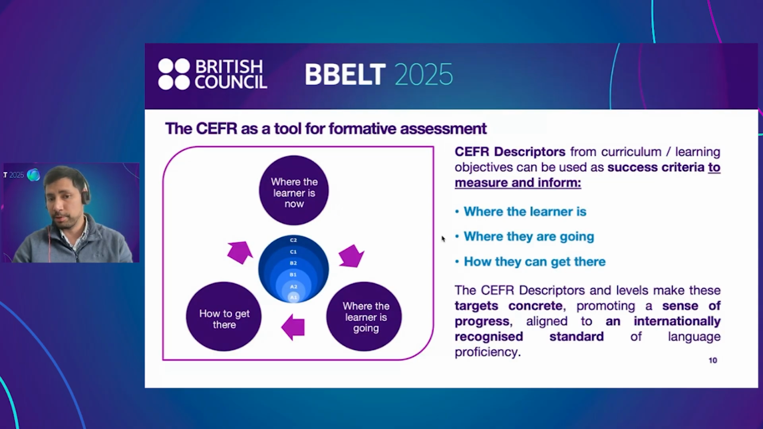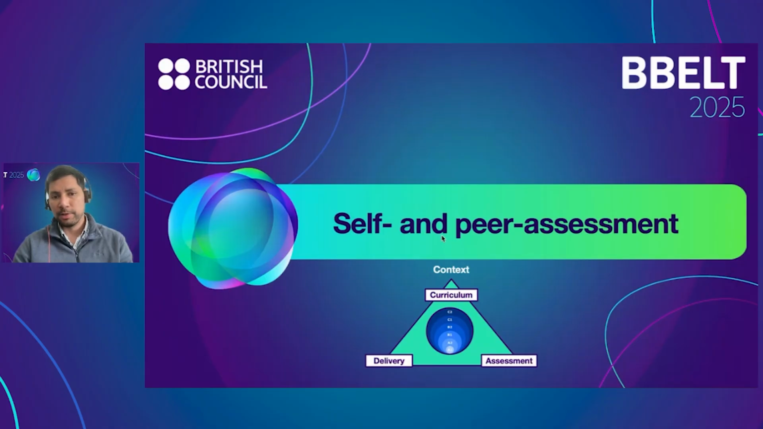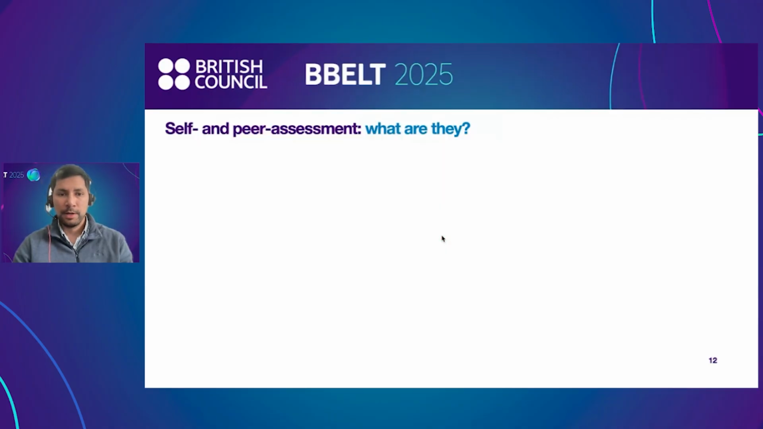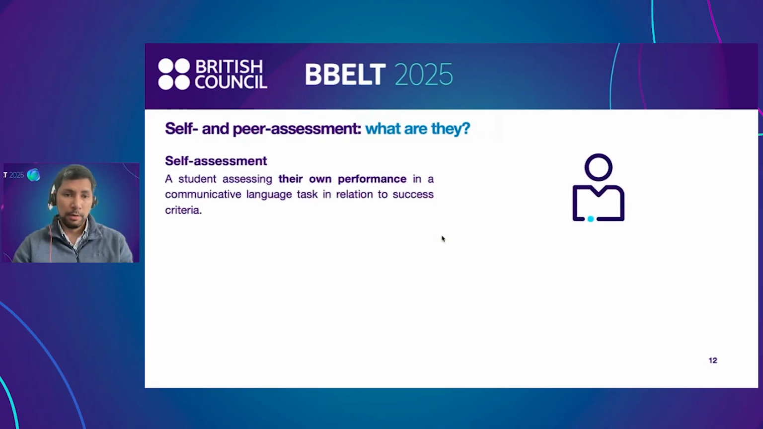The CFR descriptors and levels make these targets concrete, promoting a sense of progress aligned to an internationally recognized standard of language proficiency. So let's move on to self and peer assessment now. Just so we're all on the same page, self-assessment refers to a student assessing their own performance in a communicative language task in relation to success criteria.